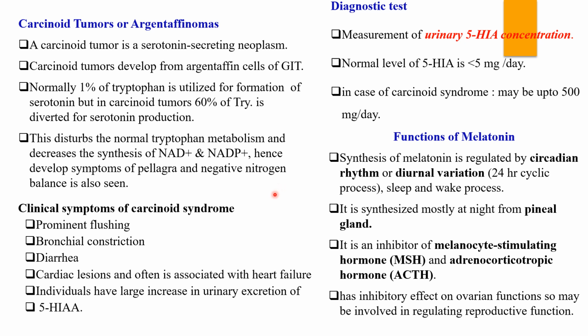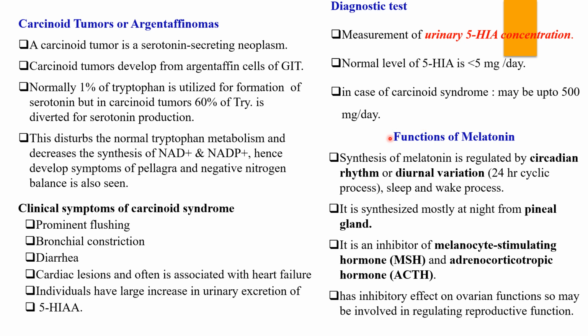Then the clinical symptoms of carcinoid syndrome are associated with prominent flushing, bronchial constriction, diarrhea, and cardiac lesions, often associated with heart failure. Individuals have an increase in urinary excretion of 5-hydroxyindole acetic acid. Measurement can be done by urinary testing of 5-hydroxyindole acetic acid concentration, which is increased up to 500 milligrams per day in carcinoid syndrome, compared to the normal value of less than 5 milligrams per day.